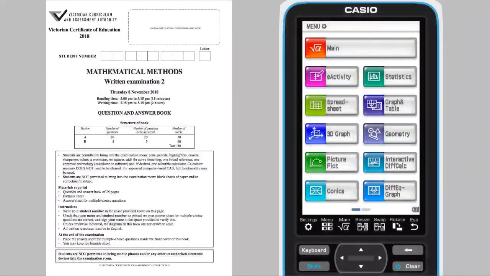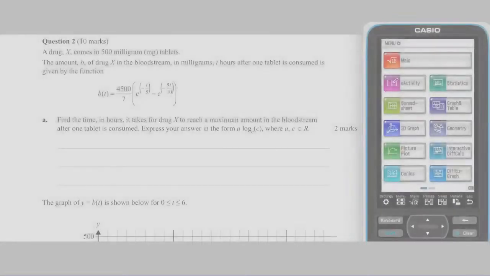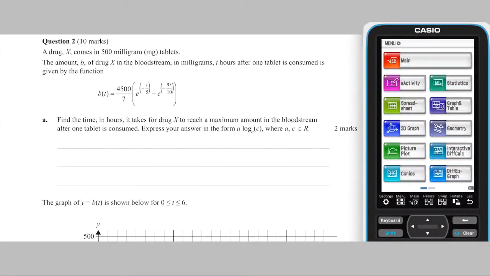This video will present solutions to the 2018 VCE Mathematical Methods Written Examination 2. Section B, Question 2. This question involves modelling the amount of drug in the bloodstream using this function. I'm going to define this function in my class pad as f of x, as this will allow me to use a user-defined function later in the question.